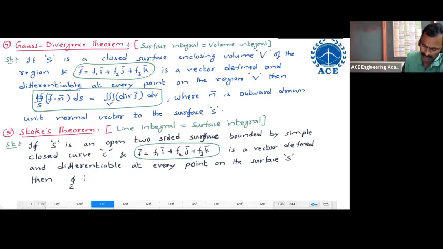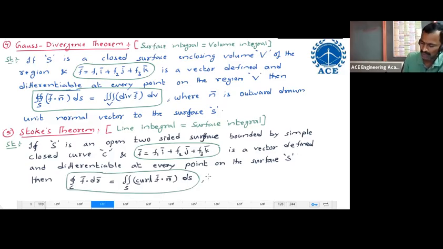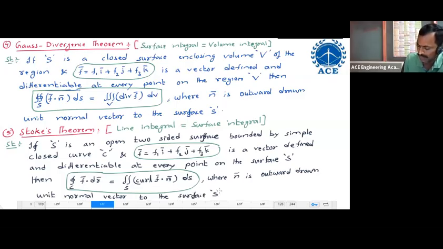the integral over C of F bar dot dr bar equals the double integral over S of curl F bar dot n bar ds, where n bar is the outward drawn unit normal vector to the surface S.